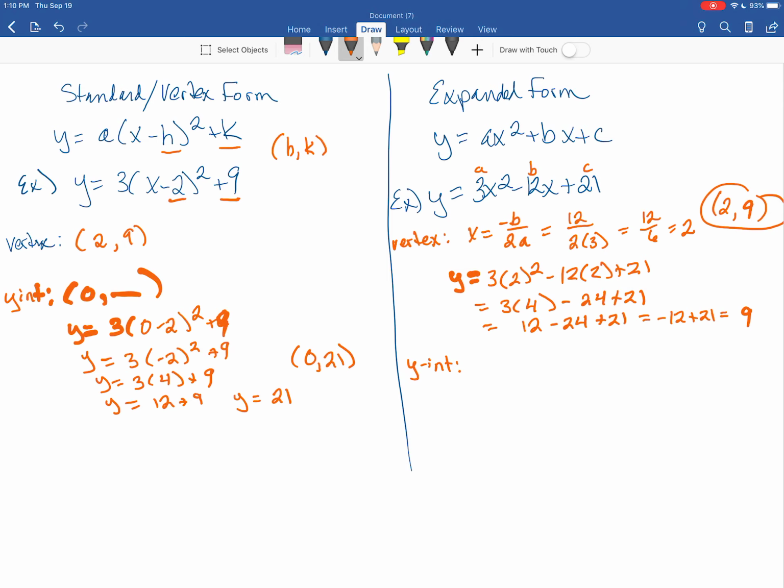Okay, let's see how that works on the other side here. On the other side, if I do the same technique where I put in zeros for my x's, then both of these drop out. I'm left with only 21. I get the same answer.